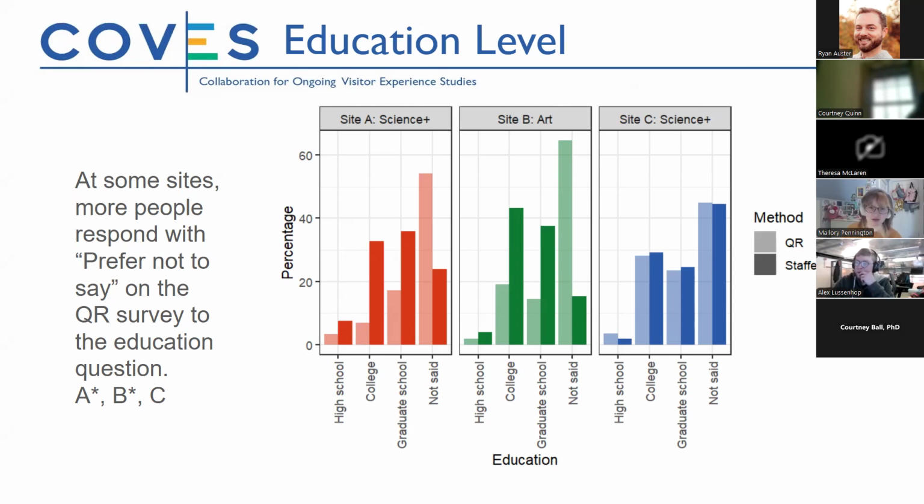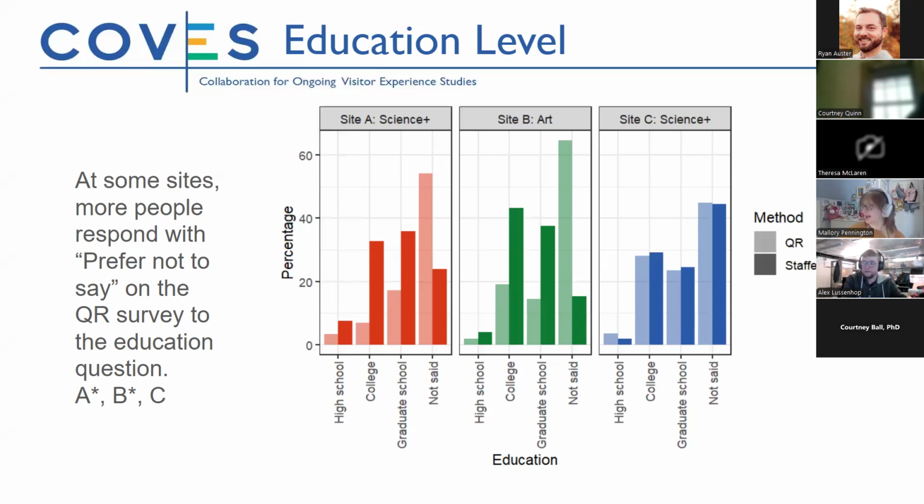It might be more uncomfortable to share that information, in the same way that it might be uncomfortable to identify yourself as LGBTQ on the staffed survey when you feel a little bit more perceived. Obviously, that's not quite what's happening here, because in this particular result, we're seeing that people are preferring not to say their educational level on the QR survey. So it's possible that there is something else happening that's driving these results.